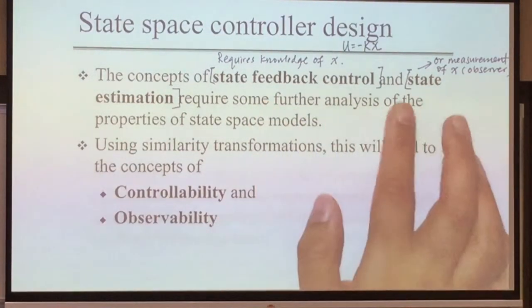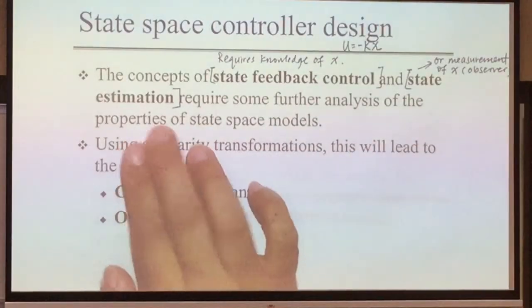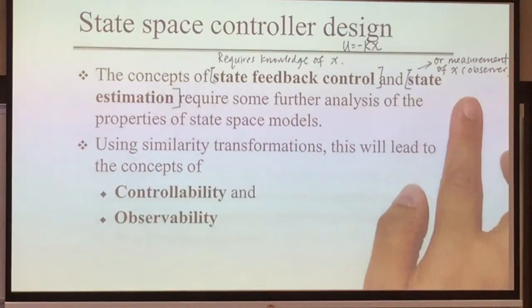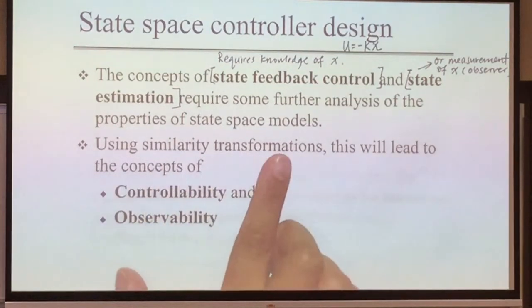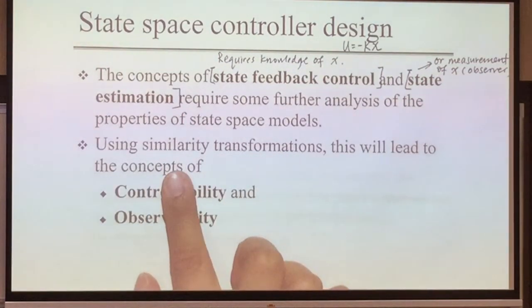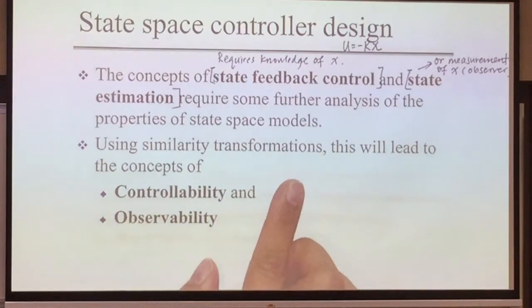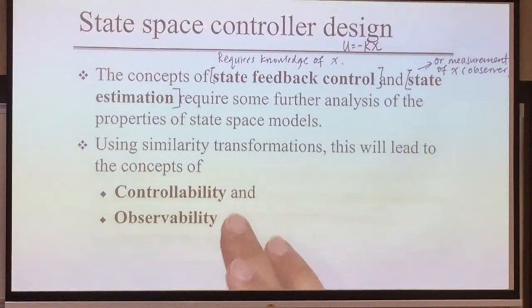And state estimation, whereby you don't know exactly what the state is, but you can measure, so you can do some estimation of states. These two will require some further analysis of the properties of the state model. You can use similarity transformation to understand concepts of how controllable the system is or how observable the system is.